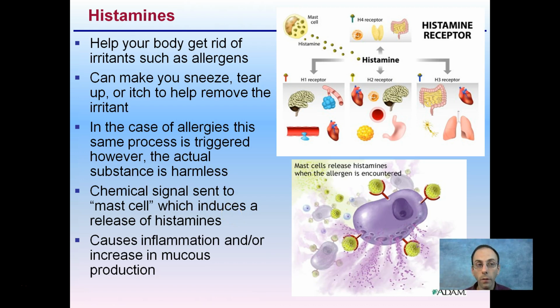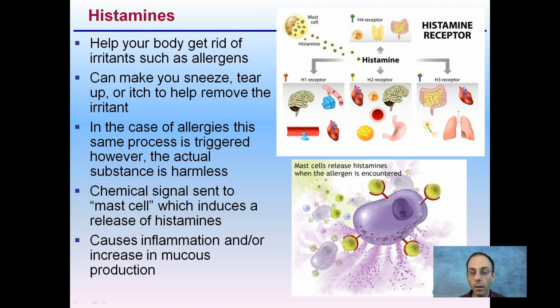Histamines, which I mentioned before, help our body get rid of irritants such as allergens. They can make you sneeze, tear up, itch to help remove that irritant. So a lot of times we associate these with being negative. Here's all our histamines. Typically, our mast cells are the ones inducing those histamines, which causes inflammation and or increased mucus production. So if this is in relation to an allergen, this is looked at as very negative, but it can be advantageous in an inflammation sense to help increase the blood flow there and increase the white blood cells.